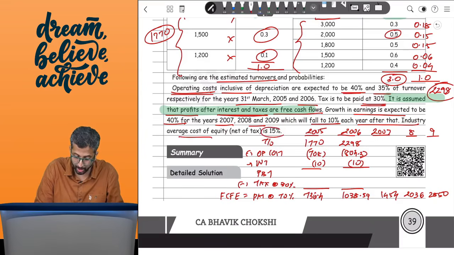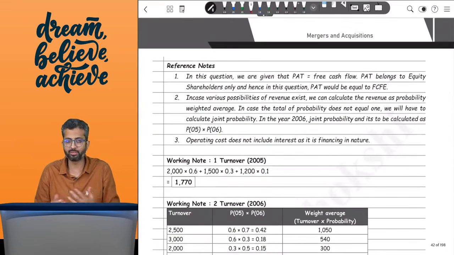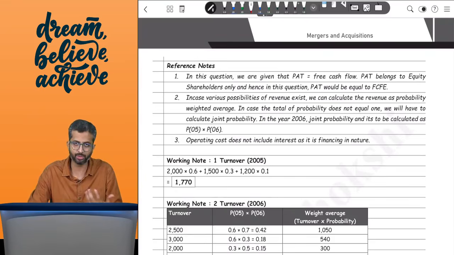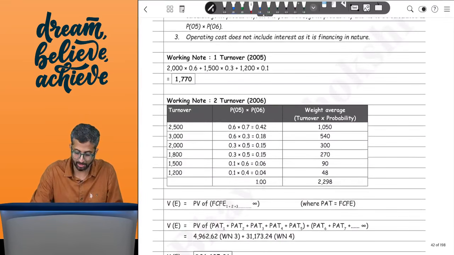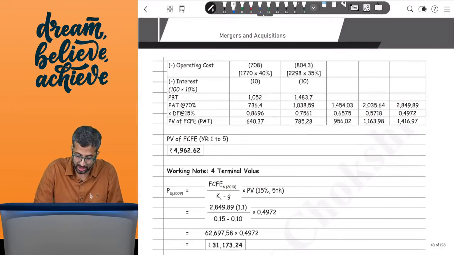Industry average cost of equity is 15%. So what do you have to do? Well, you have to find the value of the company. Value of the company, that is the value of the firm, will be the value of equity plus the value of debt. I know that the value of debt is 100, but I need to find the value of equity. So how do I find the value of equity? Well, I'll have to find the present value of these 5 cash flows. As we wrote, these are the 5 cash flows, but then this continues up to perpetuity.